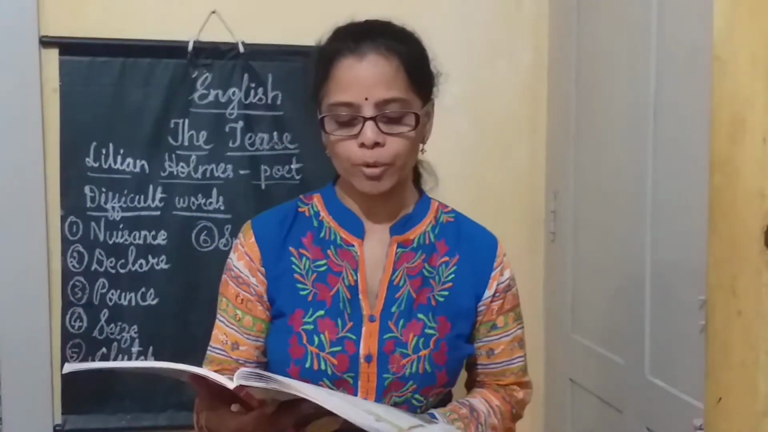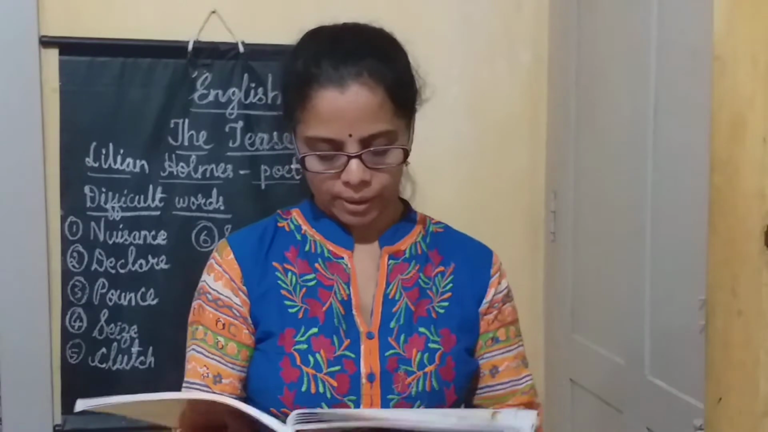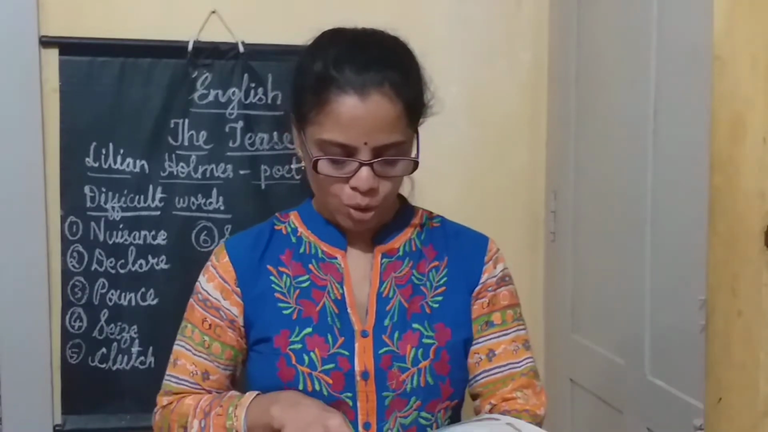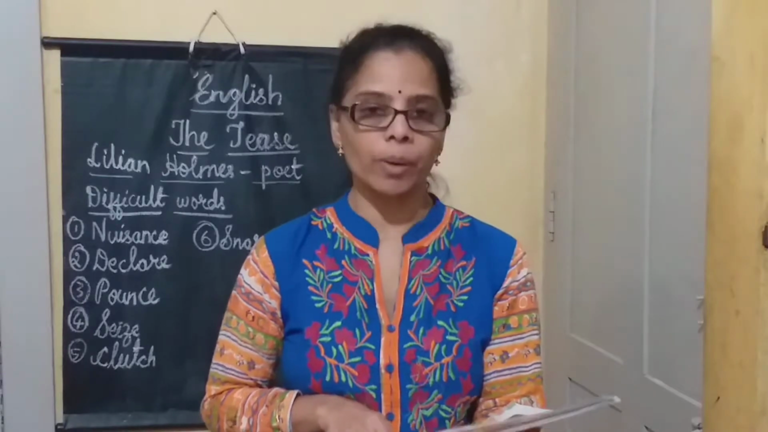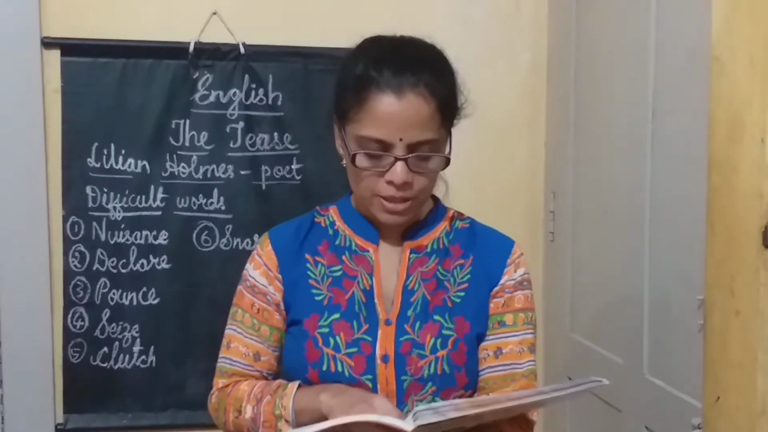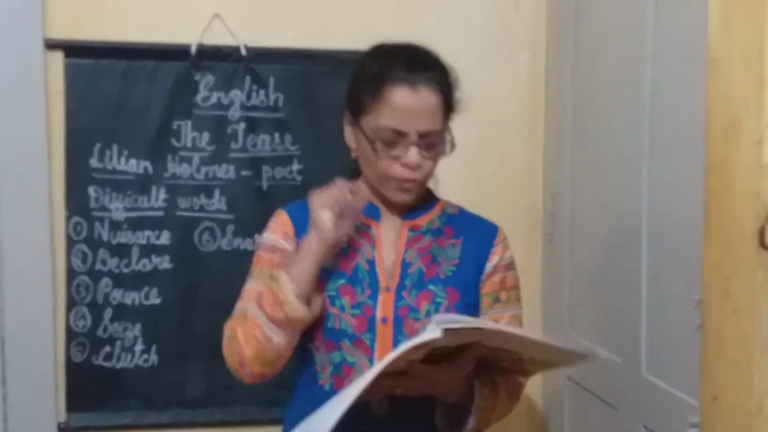Page number 58. Name of the poem is The Tease. You're a nuisance, I declare. You tease me so it isn't fair. You pounce on me from everywhere and seize my hat and clutch my hair. So, the first line: You're a nuisance, I declare.